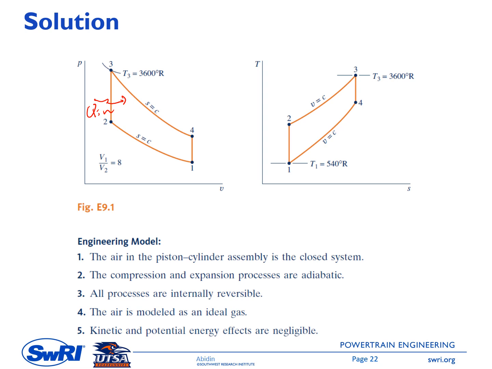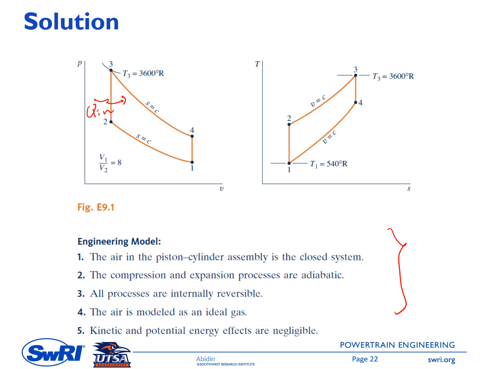Below here is the engineering model or assumptions. The air in the piston cylinder assembly is the closed system. Compression and expansion processes are adiabatic, combined with the assumption that it is an internally reversible process.